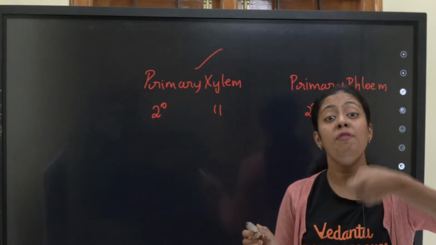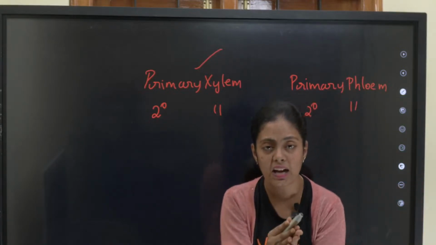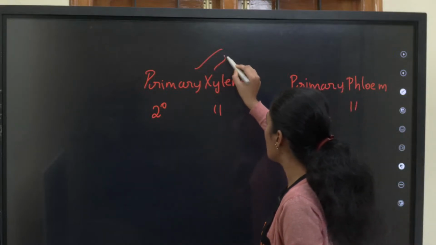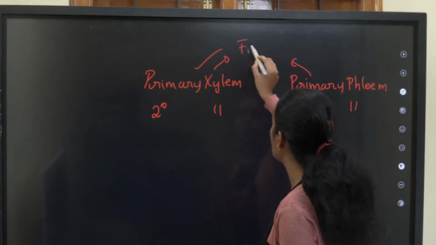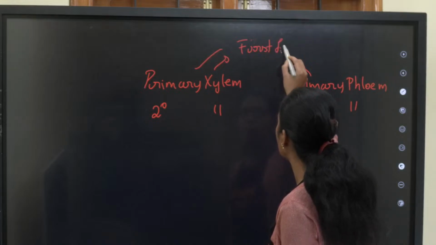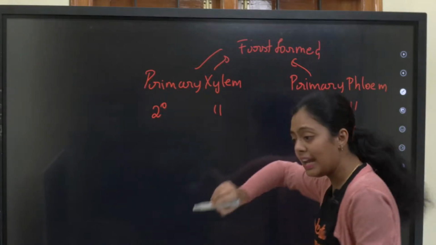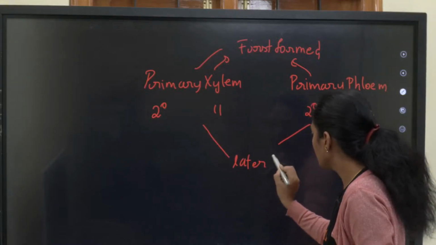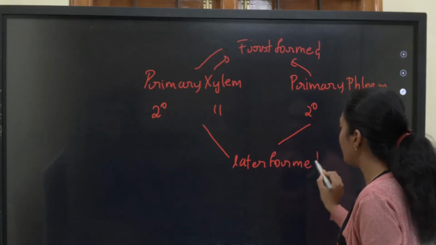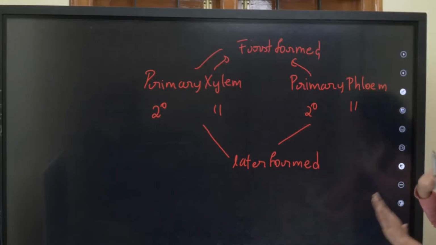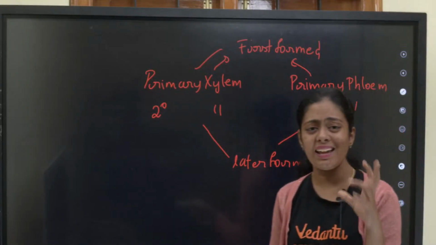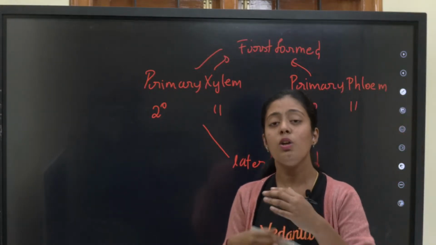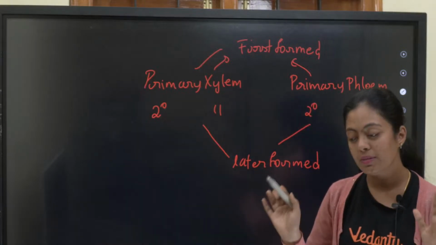Primary xylem is the first formed xylem. The xylem produced when the plant is young is what we call primary xylem. Primary xylem and primary phloem are the first formed, and secondary xylem and secondary phloem are formed later. Does everyone understand? When my plant is young, primary xylem and primary phloem are produced. As my plant grows, you have the secondary xylem and secondary phloem.